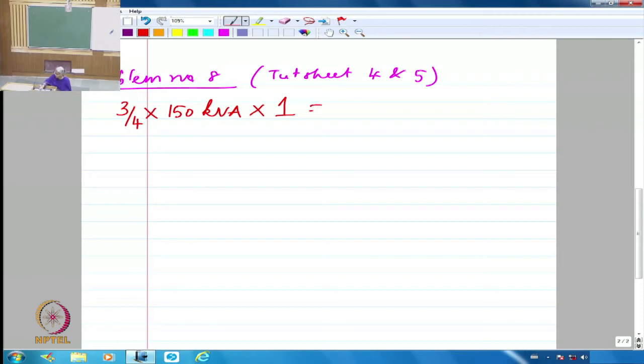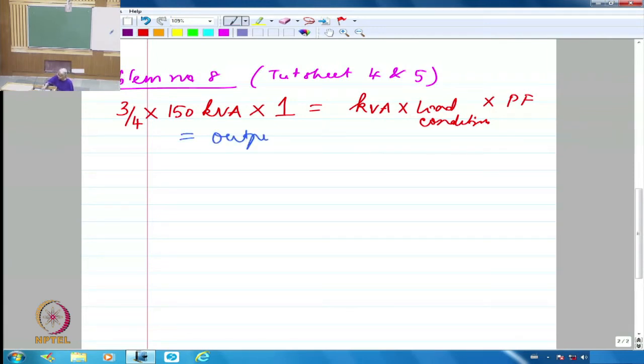So this is going to be kVA multiplied by whatever load condition multiplied by power factor. This is what we have got. Okay? And this is the output, because we are talking about the 3/4 load condition. So that is going to be the output. So this is my output in kilowatts.